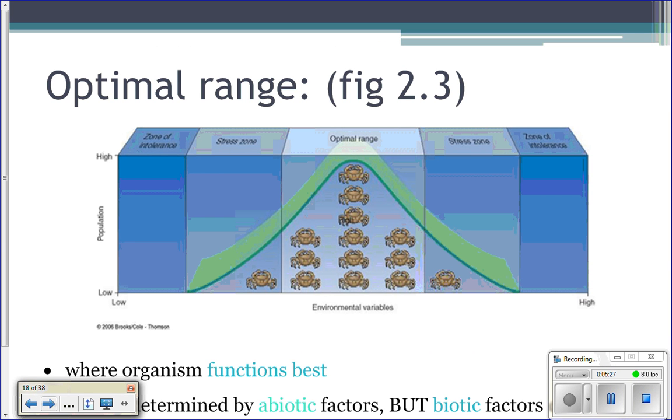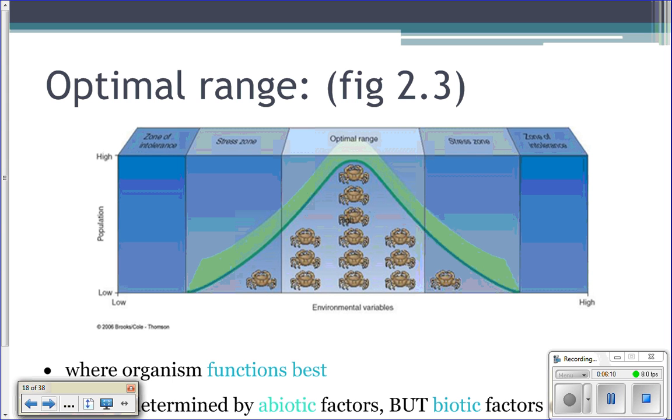So all of these abiotic factors come together to form this thing that we call the optimal range for an organism. The optimal range is basically the animal's sweet spot, or plant sweet spot. It's where all of the abiotic factors are just right. So the salinity is just right, the temperature is just right, the amount of sunlight is just right, pressure, currents, all of these things are just right for the organism. And so that determines the optimal range. So the abiotic factors mostly determine the optimal range, where the organism functions best. In that optimal range, that's where the animal or plant will function best and be able to reproduce a lot.